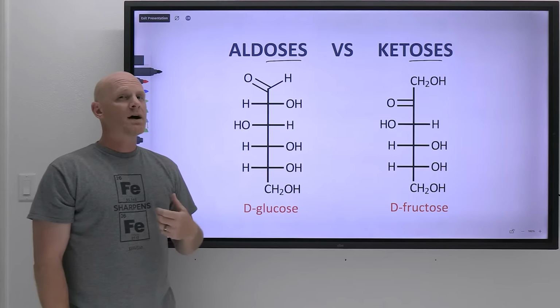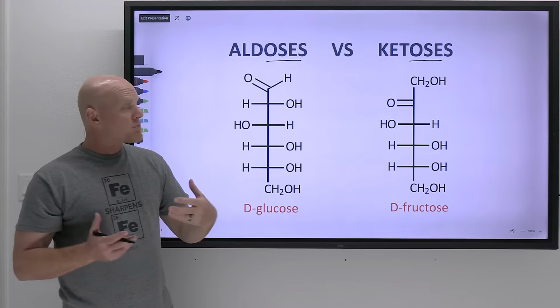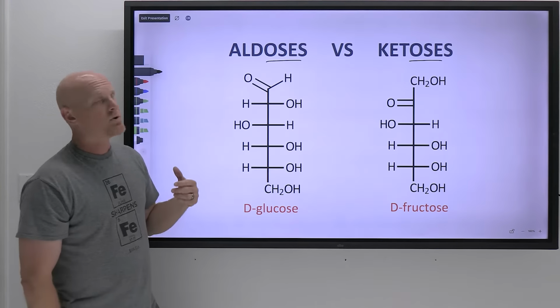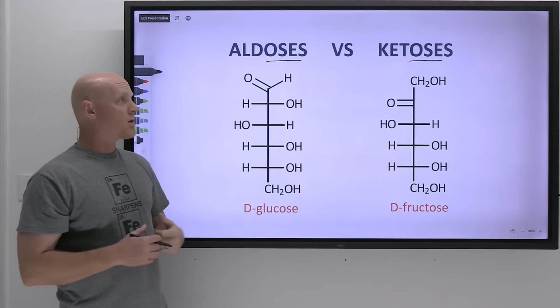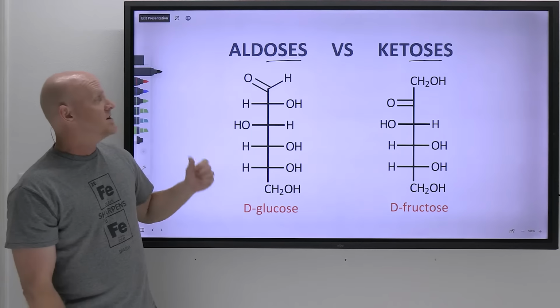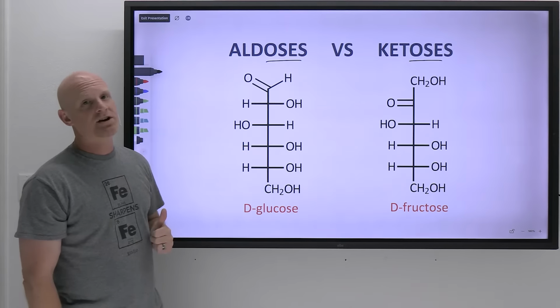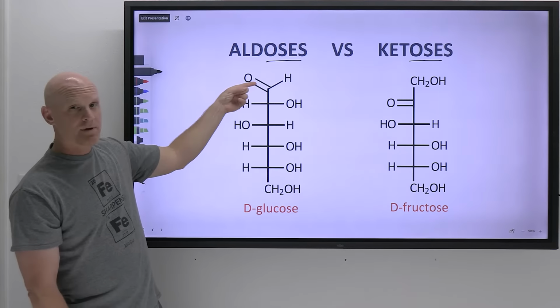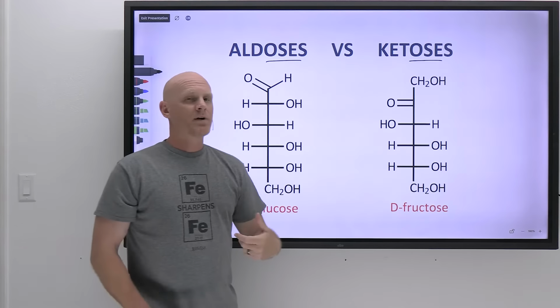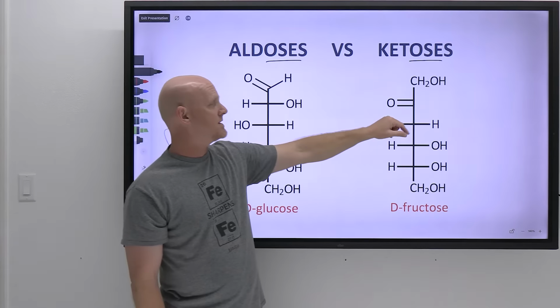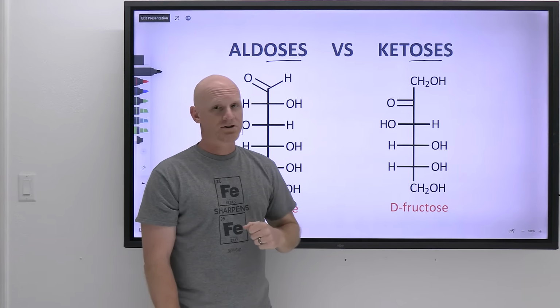One other thing you should remind yourself about Fischer projections: in a properly drawn Fischer projection, your carbonyl carbon, which is really the most oxidized carbon and is the carbonyl for these monosaccharides, should be as high on the Fischer projection as possible. For an aldose, it's going to be at the very top. For a ketose, it's going to be as close to the top as possible. The only ketoses we're going to consider have the carbonyl group at carbon number 2.